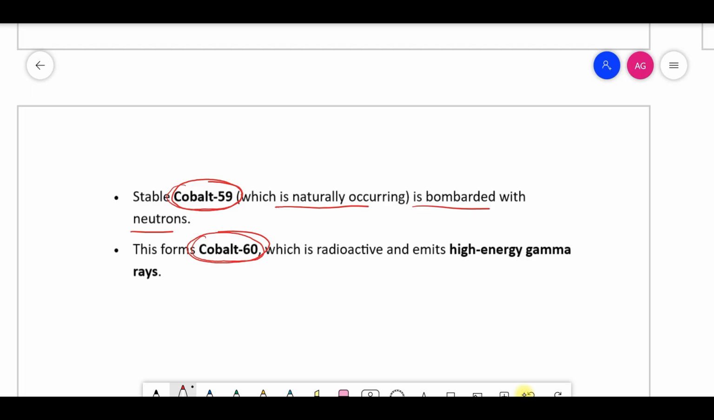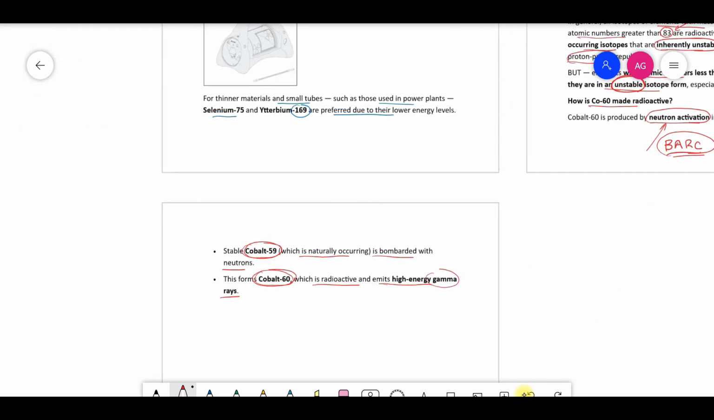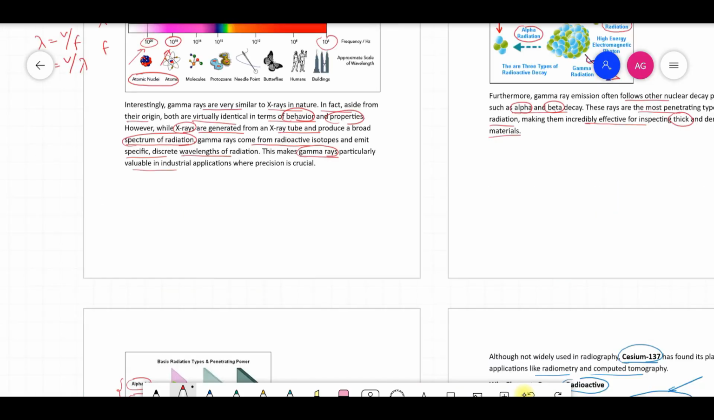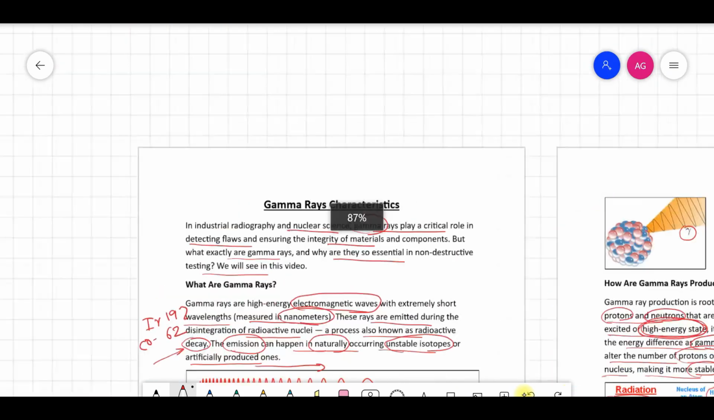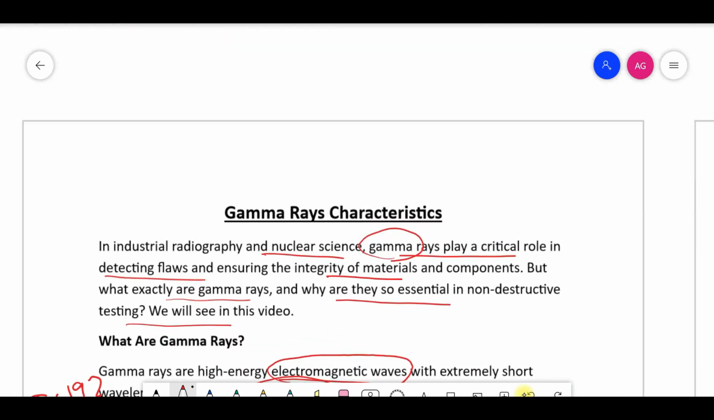So cobalt-60 is unstable. That means it is an isotope of cobalt which is radioactive and emits high-energy gamma rays. So from it you will get gamma rays, alpha particles, beta particles, etc. But in that we do radiography using these gamma rays. Simple, right? So this is the characteristic of gamma rays. If you are going to give the PCN Level 2 exam, RTFI or RT exam, then many questions will come from this. So you have to be prepared for this.